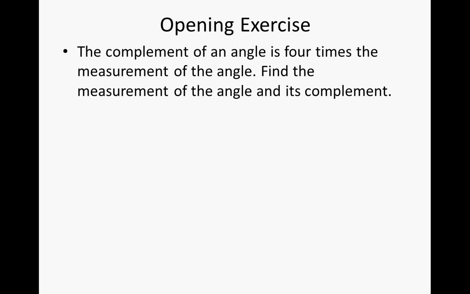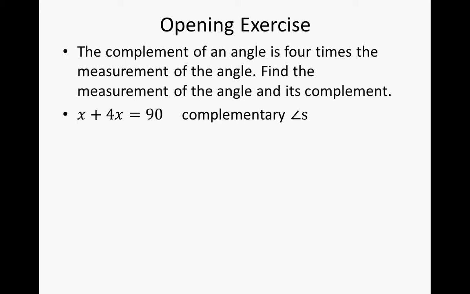The complement of an angle is 4 times the measurement of the angle. Find the measurement of the angle and its complement. So if you're using the vocabulary, complement means that it has to be the sum of 90 degrees. And if one angle is 4 times the measurement of the original angle, then this is how we would set up our equation.